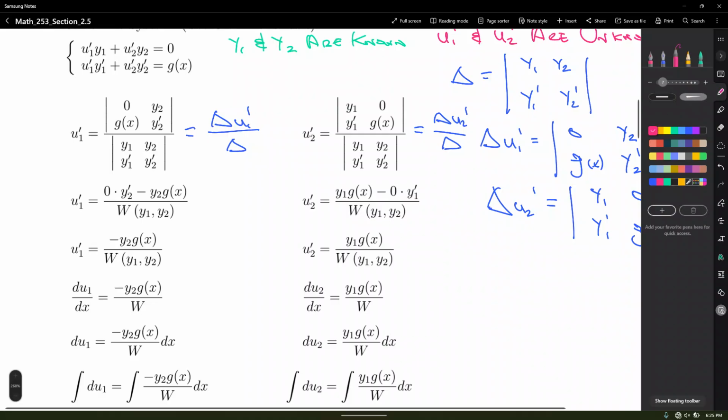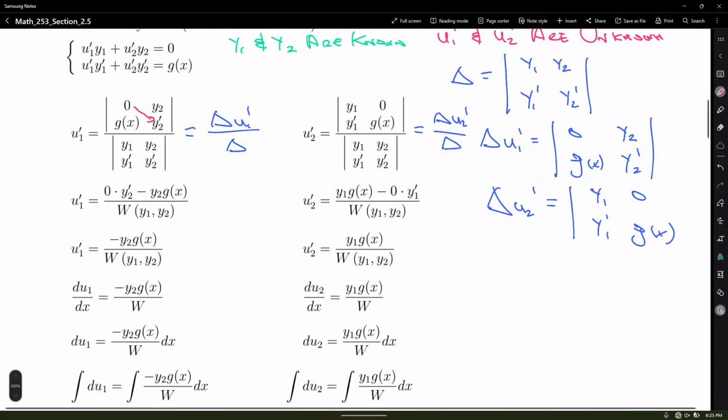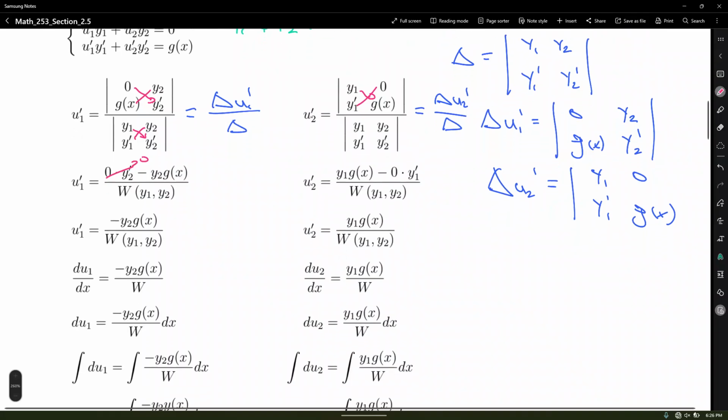Okay, so again, product along the main diagonal minus product along the second diagonal. And I even typed the zero here so you can see how this cancels later to zero. And divide by whatever you get here as well. But again, this is the Wronskian, and the Wronskian is something you can calculate on the side. All right. Same here: y1 g of x minus 0 times y sub 1 prime, divided by the Wronskian. All right. So after simplifying this to 0, we're going to be left with these two equations.